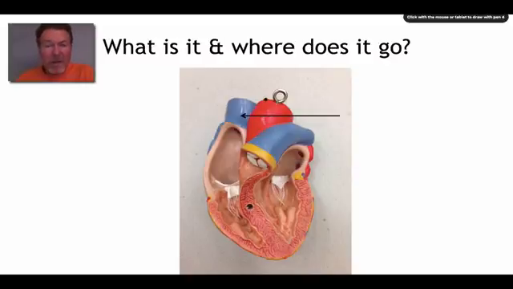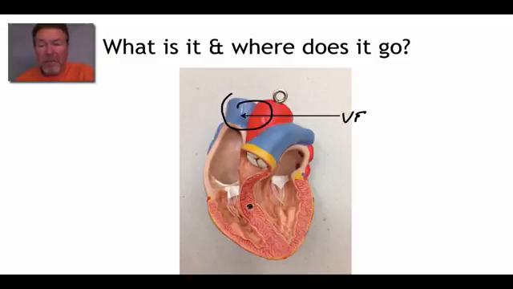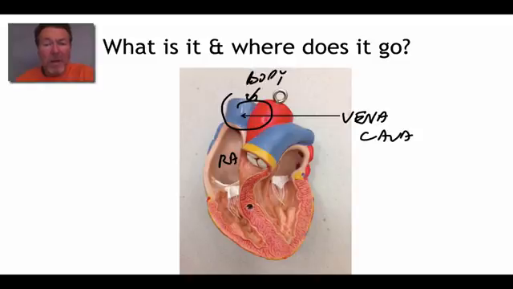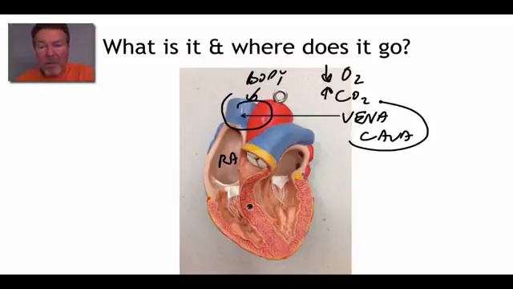This is the vena cava. Okay, it's blue. Where does it go? It's going into the right atrium. All right, it's coming from the body. It's going to be low in oxygen, and it's going to be high in carbon dioxide. But it's called the vena cava, and it's going into the right atrium.